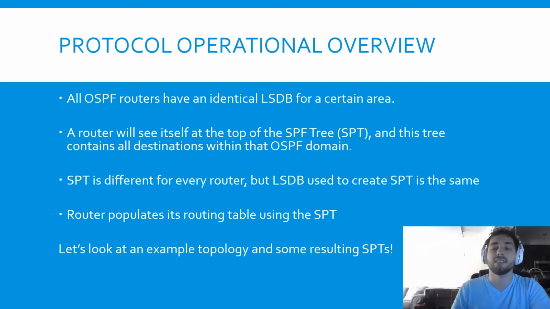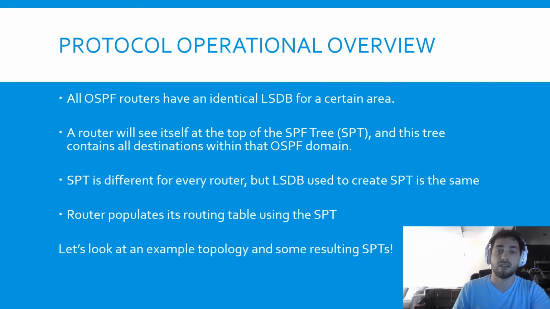A router will see itself at the top of the shortest path first tree, which is created using the LSAs that are stored in the database. This tree contains all the destinations within that OSPF domain. The shortest path tree is different for every router, but the database used to create the tree is the same. The router then populates its routing table using these trees.